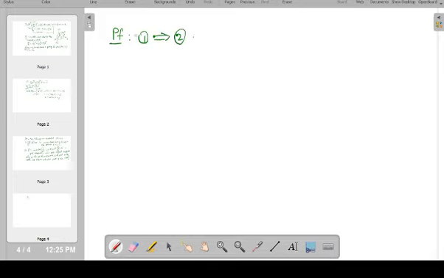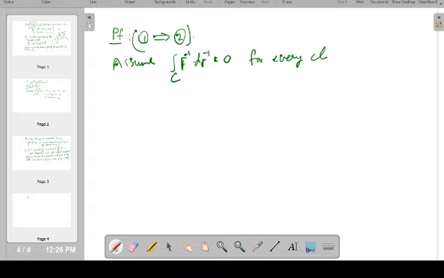So what is 1? Assume integral f dot dr equal to 0 for every closed curve C in D lying in the domain D of f. So I am assuming 1. I have to prove 2.